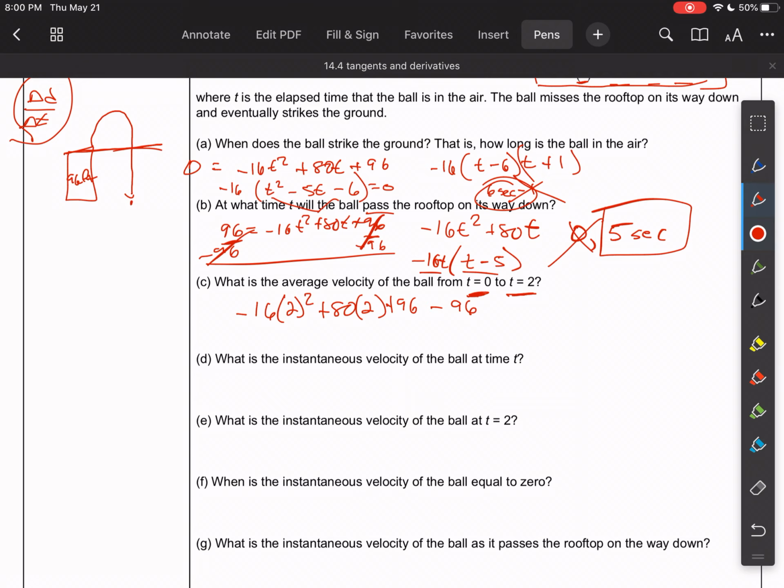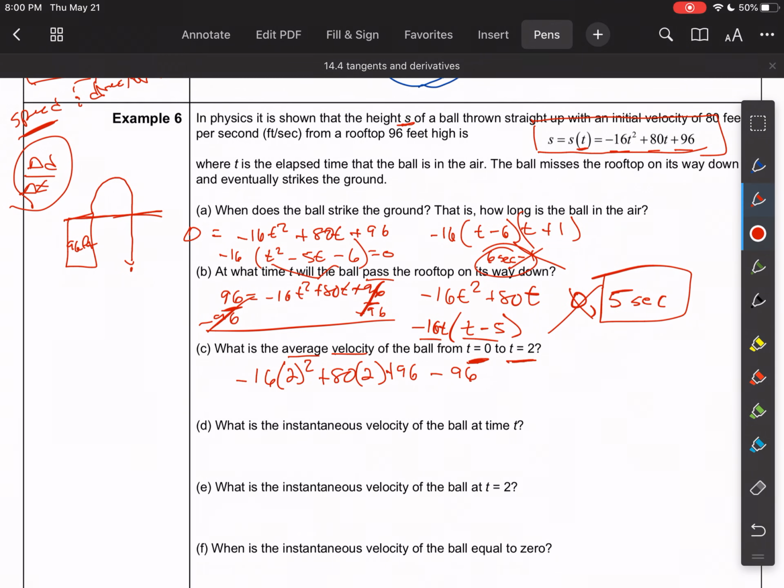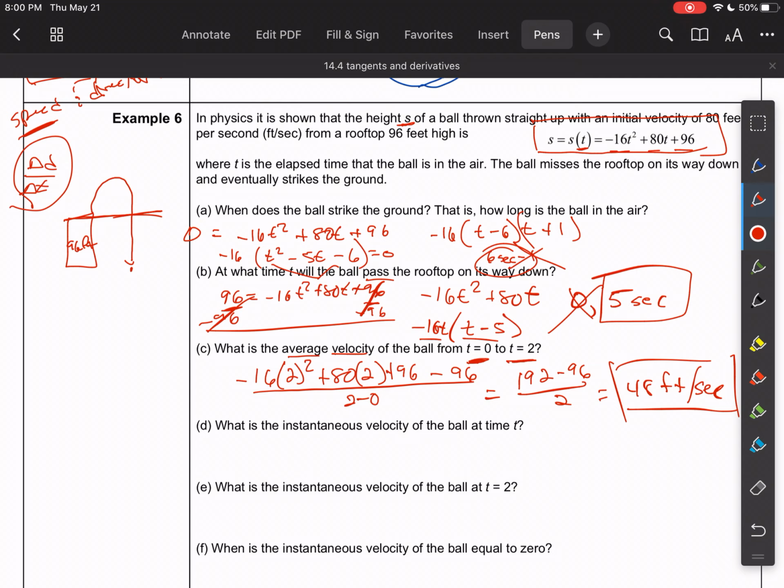Okay, so it's the average velocity. Velocity is the change in, so again, change in distance over change in time. This gives us the change in distance. The time frame here was 2 minus 0, right? So 2 minus 0, which is just 2. Okay, so if we evaluate this out, we end up with 192 minus 96 over 2, which is equal to 48 feet per second.